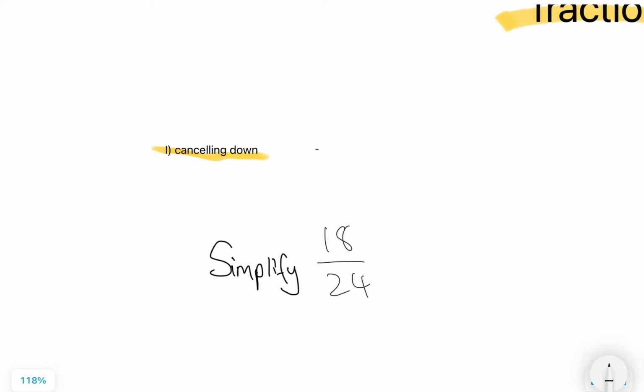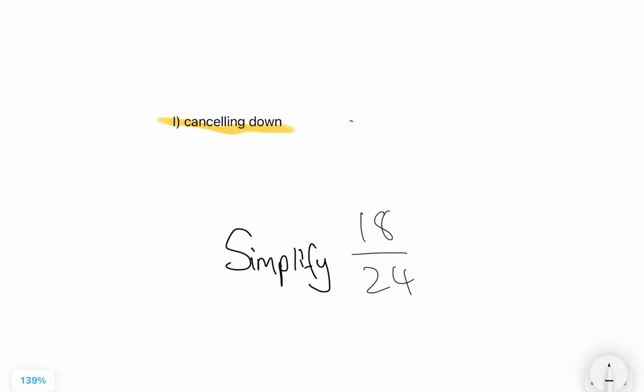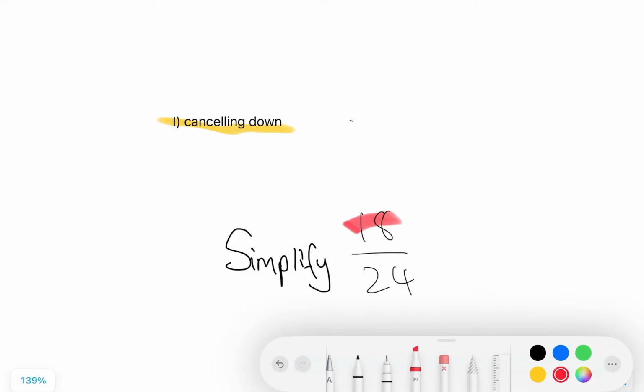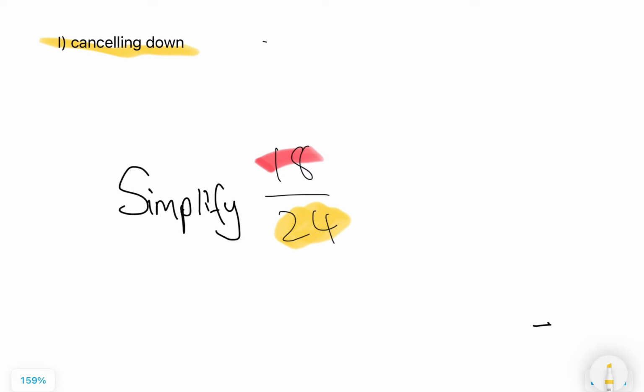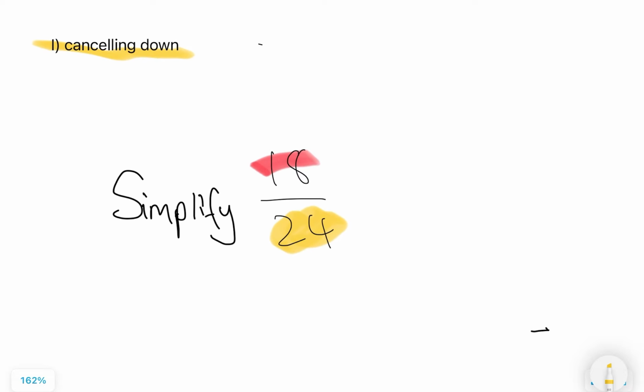First we'll be talking about how to cancel down or simplify a fraction. To cancel down or simplify a fraction, you have to divide the top number and the bottom number by the same number. And you have to do this until they can't be divided any further.